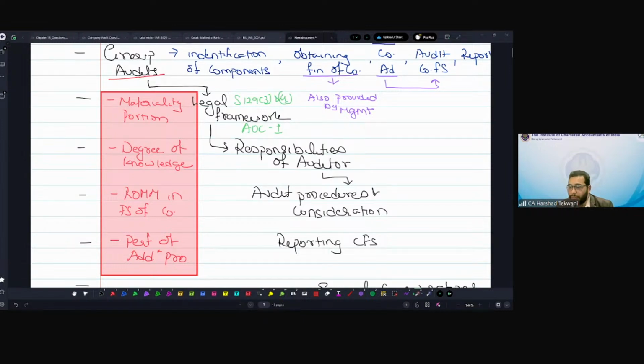Which are those things? So let's say tomorrow you have to start the audit. What will you do first? After understanding the legal framework, after accepting the role of principal auditor, after deciding, okay, I'm going to send group audit instructions with respect to professional competency, what else will you do?